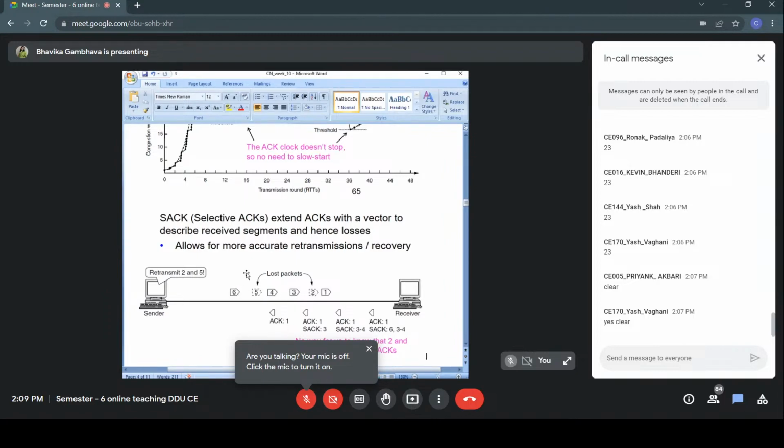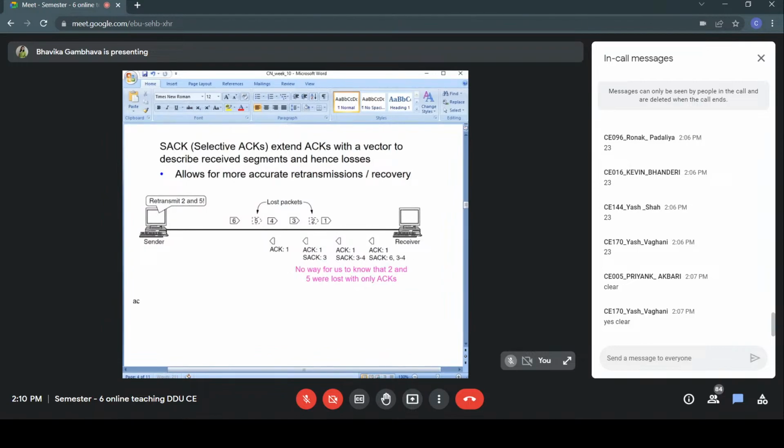Now 5 is not delivered, 6 is available there. So in the normal scenario, if 6 was delivered, we would just be sending a duplicate acknowledgement of 1. But here we are adding information like I'm having 3, 4 and I'm having 6. This 3, 4 is known as one SACK block, selective acknowledgement block 1. This is another selective acknowledgement block, 6. Now if 7 is delivered, we'll be writing something like this: acknowledgement of 1, and in the SACK information, we are going to write 6, 7 and 3, 4.